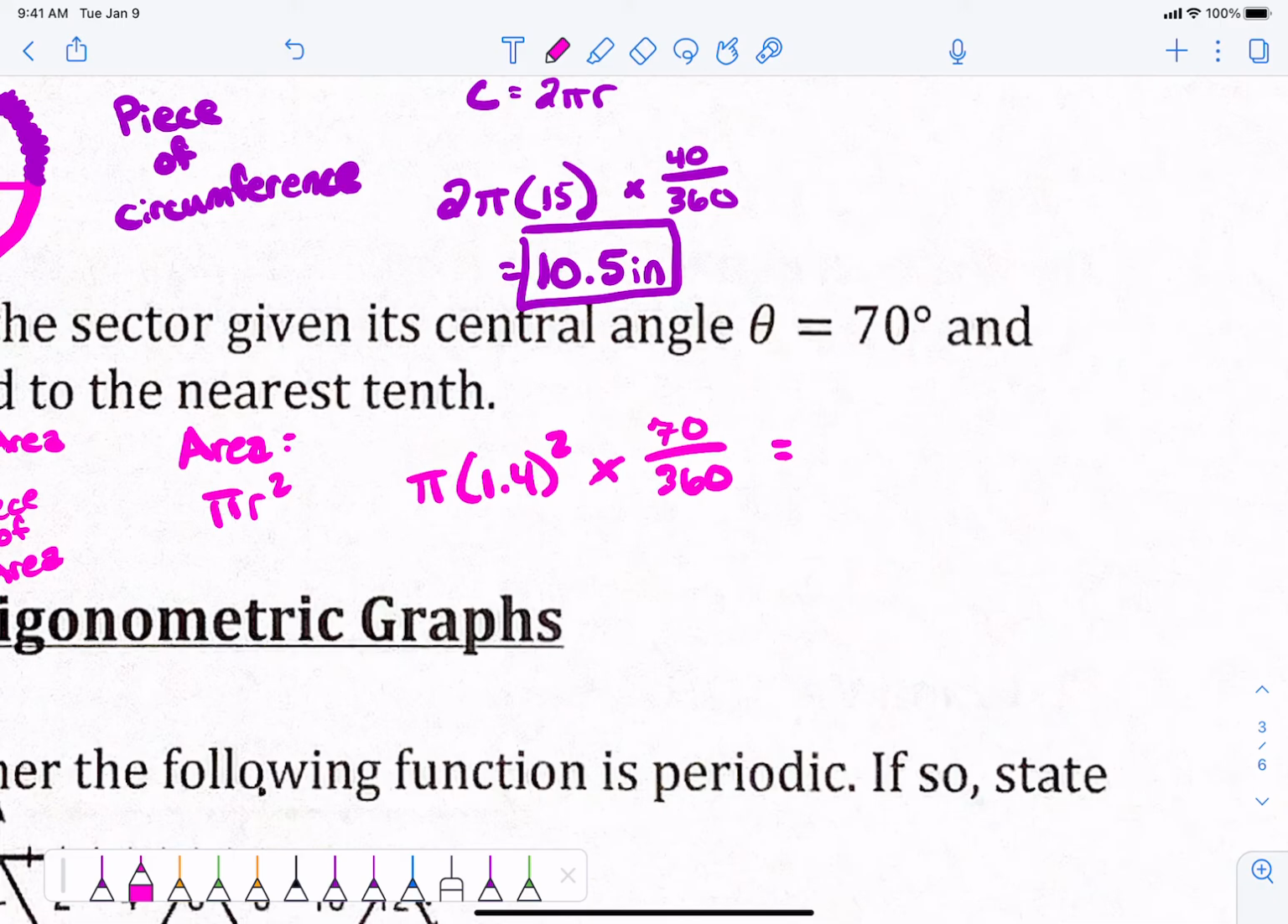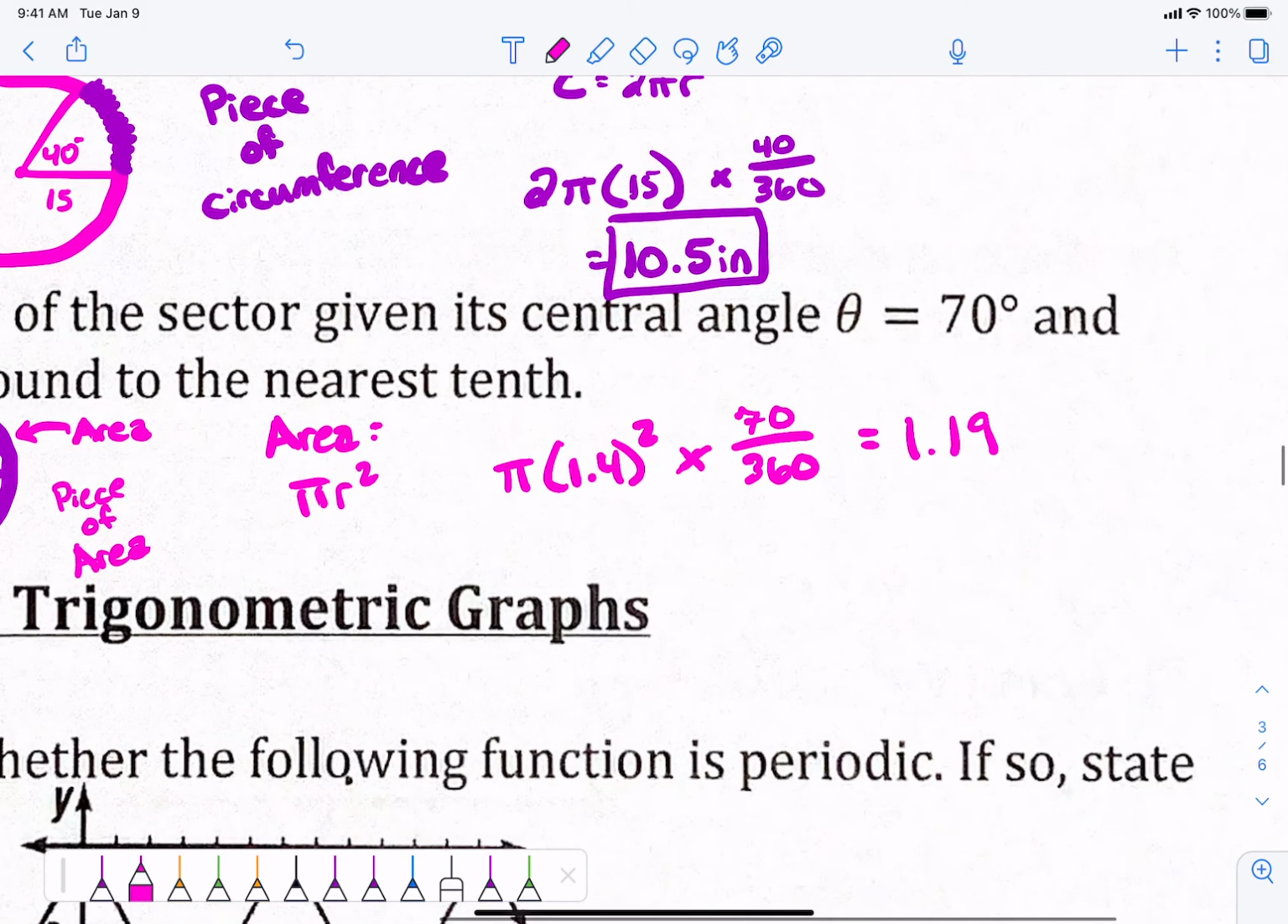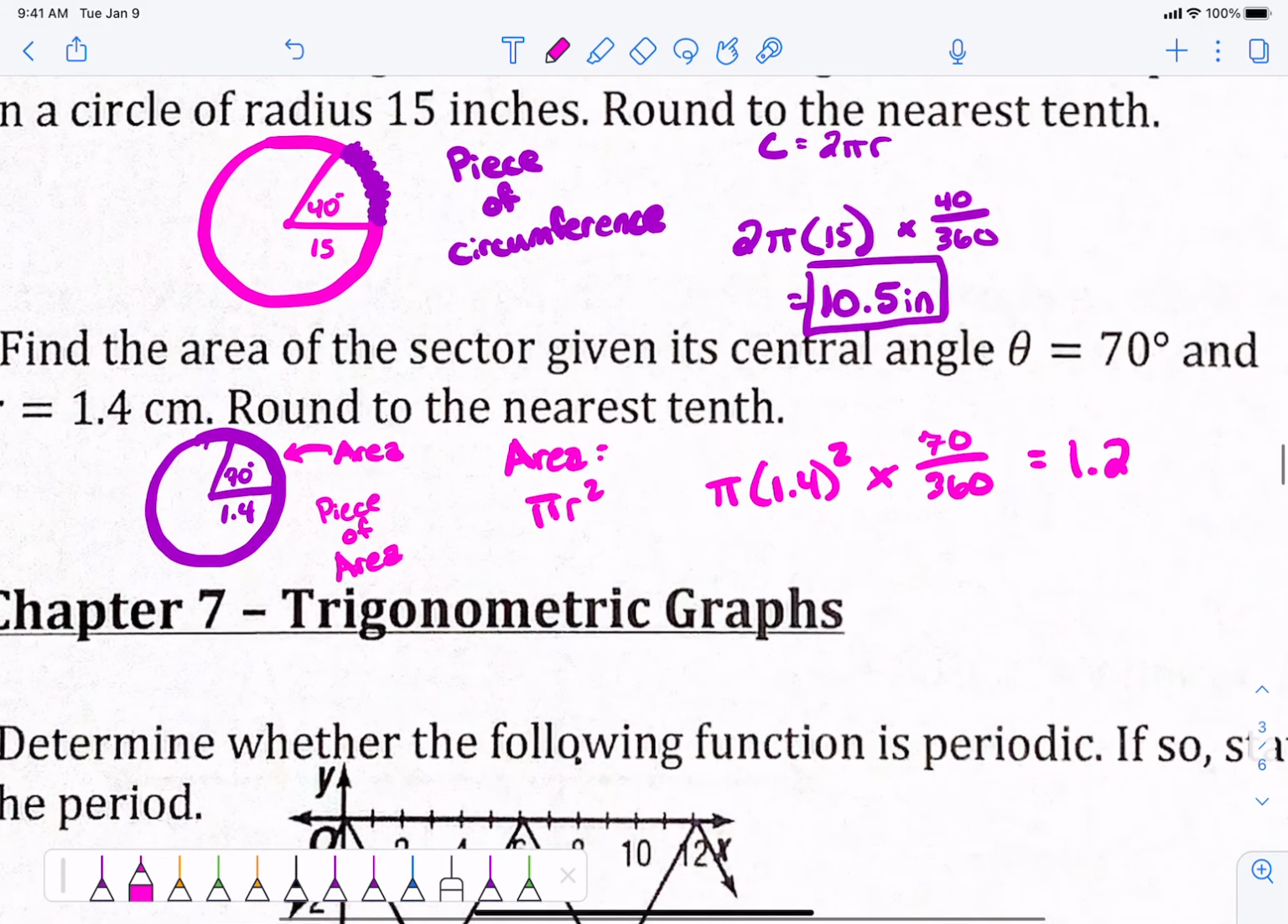Okay, did you get an answer? It's going to be a small number because the radius is only 1.4. Above it was 15, so if you get a small number, it's fine. 1.19, so it'd be 1.2 to the nearest tenth. I'm not going to be real picky. If it says nearest tenth and you give me 1.19, that's fine. Centimeters squared, because it's area. Yep, there you go. 1.2 centimeters squared. Good? Questions about that?